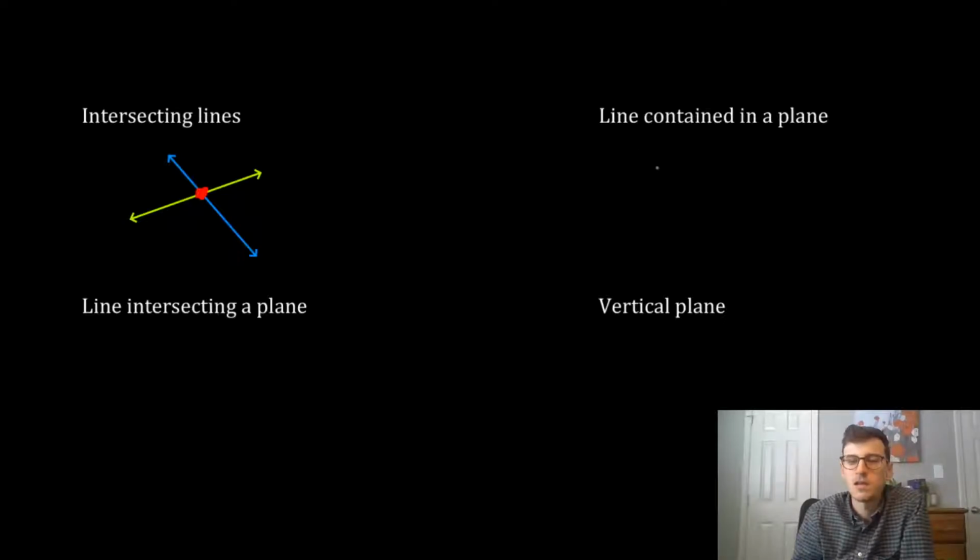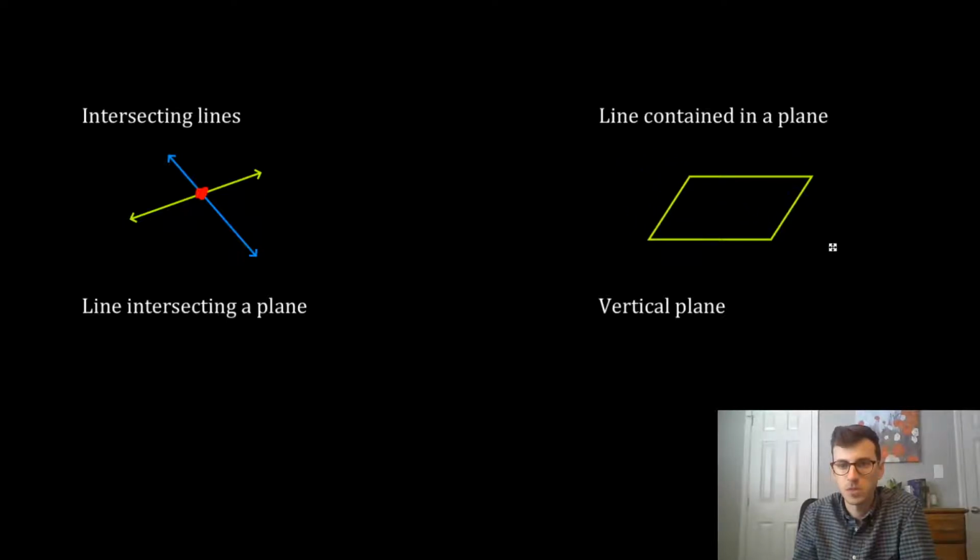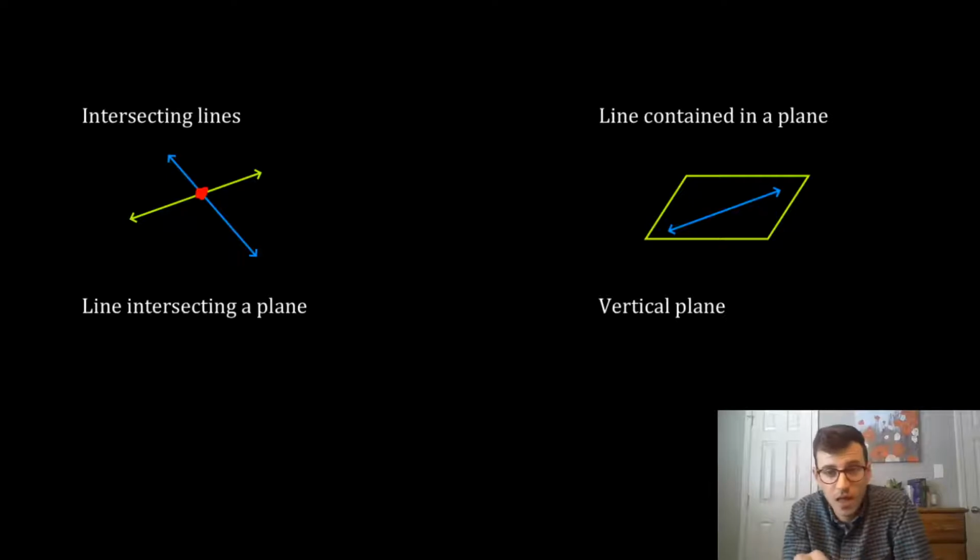Okay, a line contained in a plane. So let's go ahead and draw our plane, just like that. A line contained in it is almost like if you were to draw a line on a piece of paper, right? It's contained in that plane. So if you took a piece of paper and drew a line on it, that would be a line that's contained in that plane.